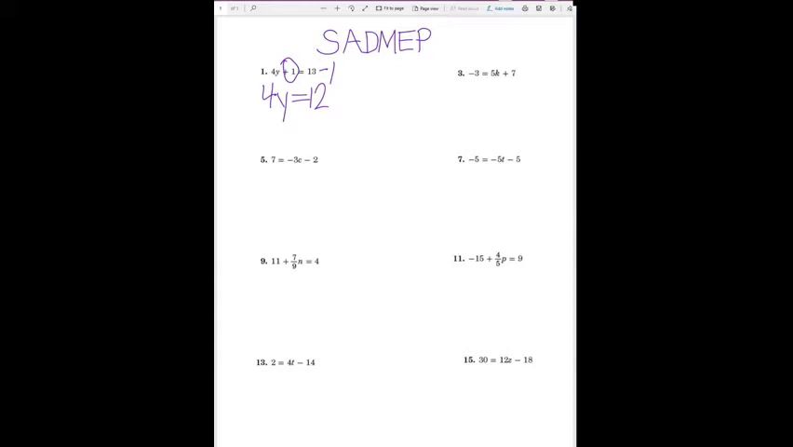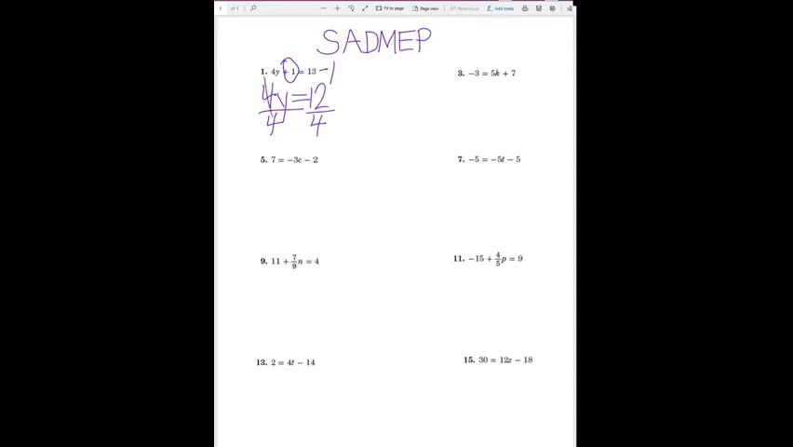Do we have any division? No, we don't. In this problem, the 4 is being multiplied by y. The opposite of multiply is divide. So in order to get rid of the multiplication, we need to divide by 4 on both sides. Whatever you do to the left, you have to do to the right.